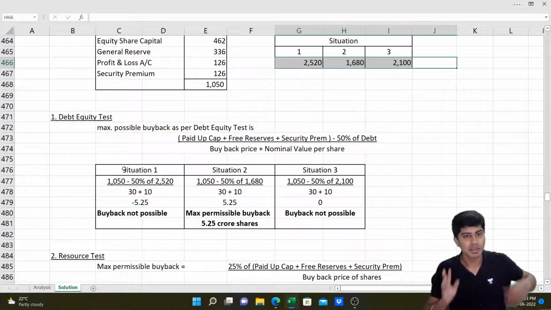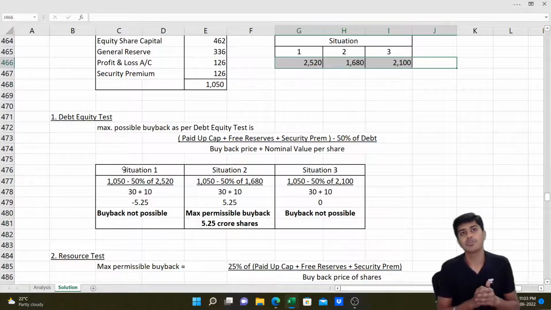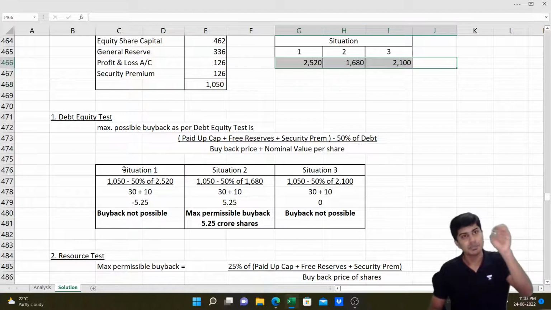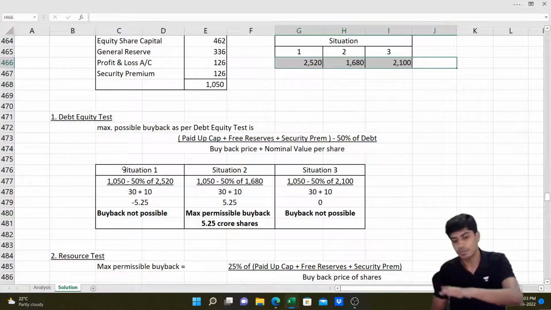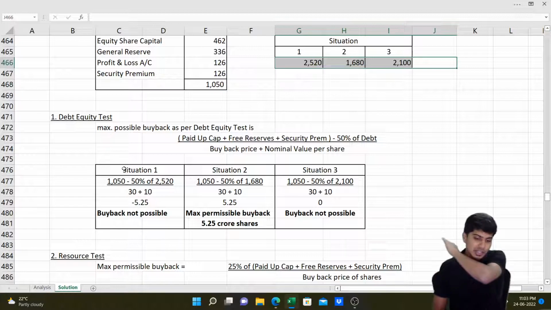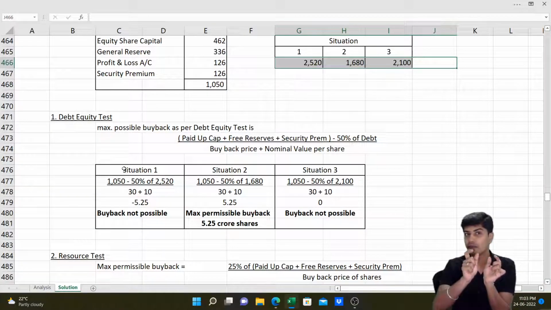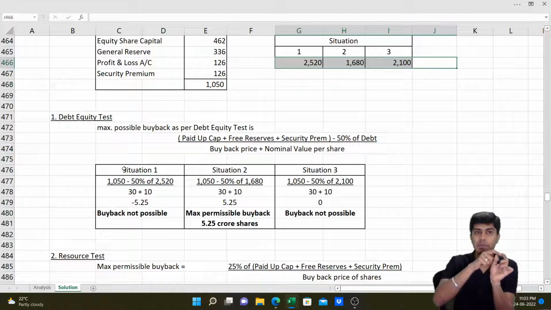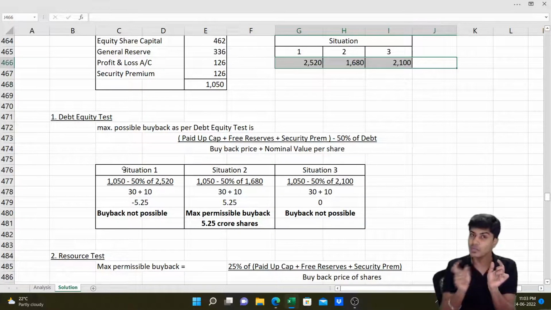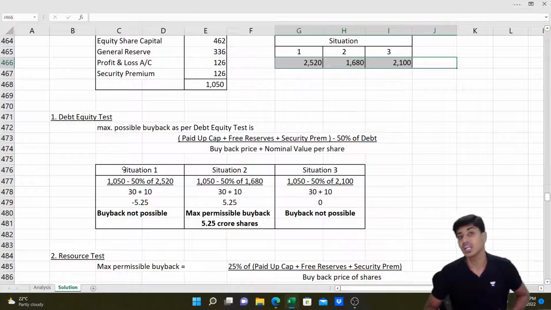Use this formula. The maximum permissible buyback to ensure that the debt equity ratio is 2:1 is paid up capital plus free reserves plus security premium minus 50% of the debt, divided by buyback price of the share plus the nominal value. Sir, but doesn't buyback price include nominal value? Yes. Why do we add nominal value all again? CRR should be created, no? So much funds will be required.